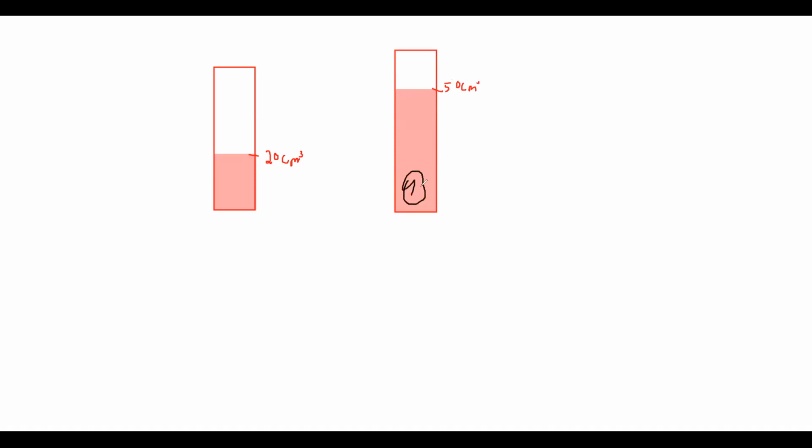What is the volume of this object? Can you identify the volume of the object? Originally it was 20. Then you add an object, it rises to 50. What is the volume of the object? 30 centimeter cube. Yeah, that's right. The difference is 30 centimeter cube. But the question is, convert this centimeter cube into meter cube. So how does the unit conversion occur?